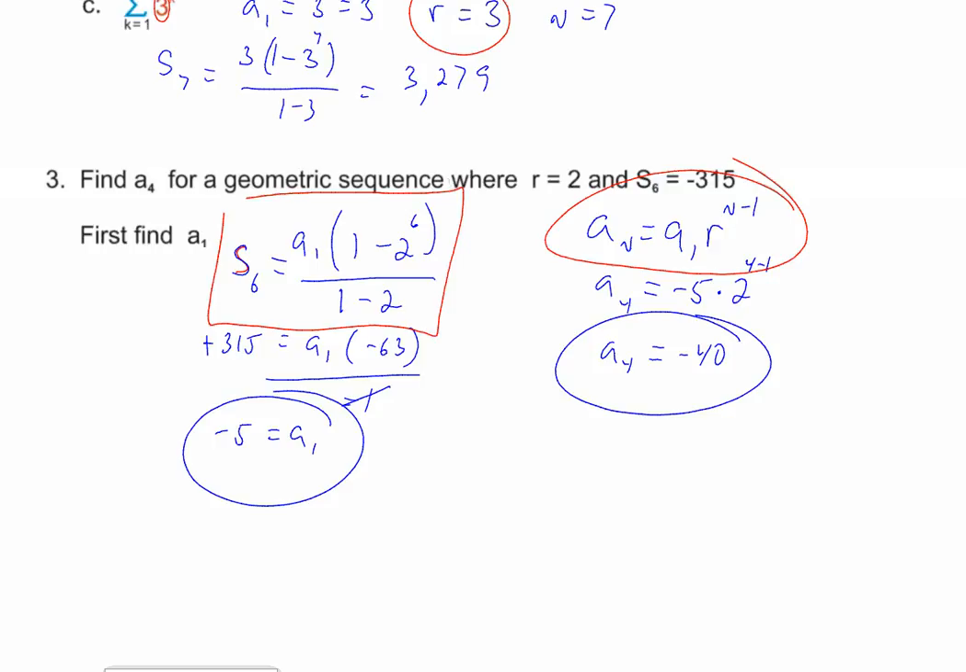I need the explicit formula to get any given term. Okay, write the explicit formula. Oh, I need the first term because of the explicit formula. Therefore, let me use the summation formula to get the first term. Now I have what I need, and I can find the fourth, right? That's the thought process. That's the progression you have to go through. Any questions on that? Okay.